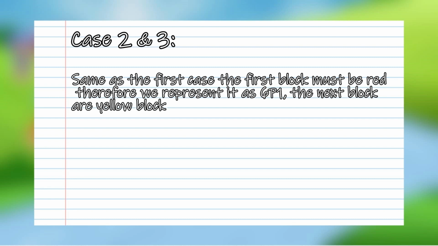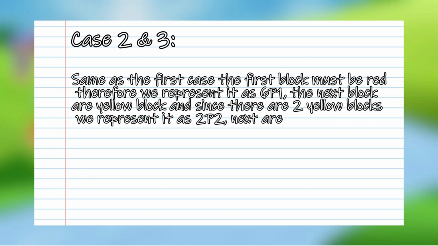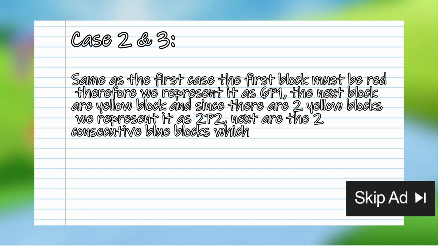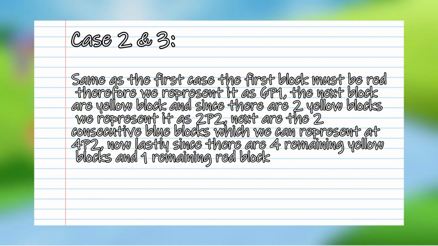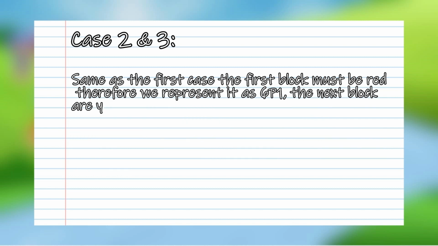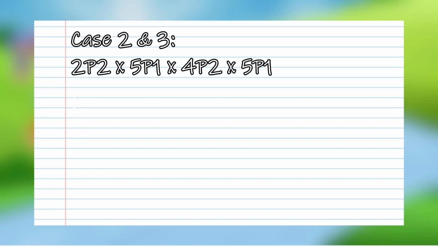The next blocks are yellow blocks, and since there are 2 yellow blocks, we can represent it as 2p2. Next are the 2 consecutive blue blocks, which can be represented as 4p2. Now, lastly, since there are 4 remaining yellow blocks and 1 remaining red block, we can represent it as 5p1. This is represented as 2p2 times 5p1 times 4p2 times 5p1. But first, let us solve for 2p2.